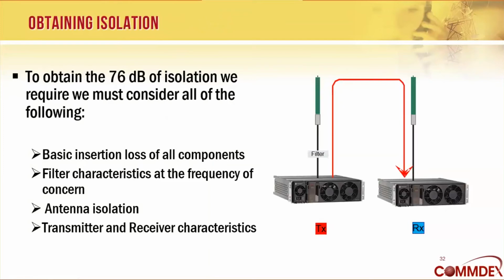Isolation. Remember, we wanted to get 76 dB of isolation. So we can consider a couple different ways to get there. Just the fact that there's insertion loss of components, well, that insertion loss will by itself knock down the transmitter noise curve. But again, that's not the total solution. We have to consider filtering, we have to consider antenna isolation, and we have to consider the characteristics of the transmitter and receiver that we're using.